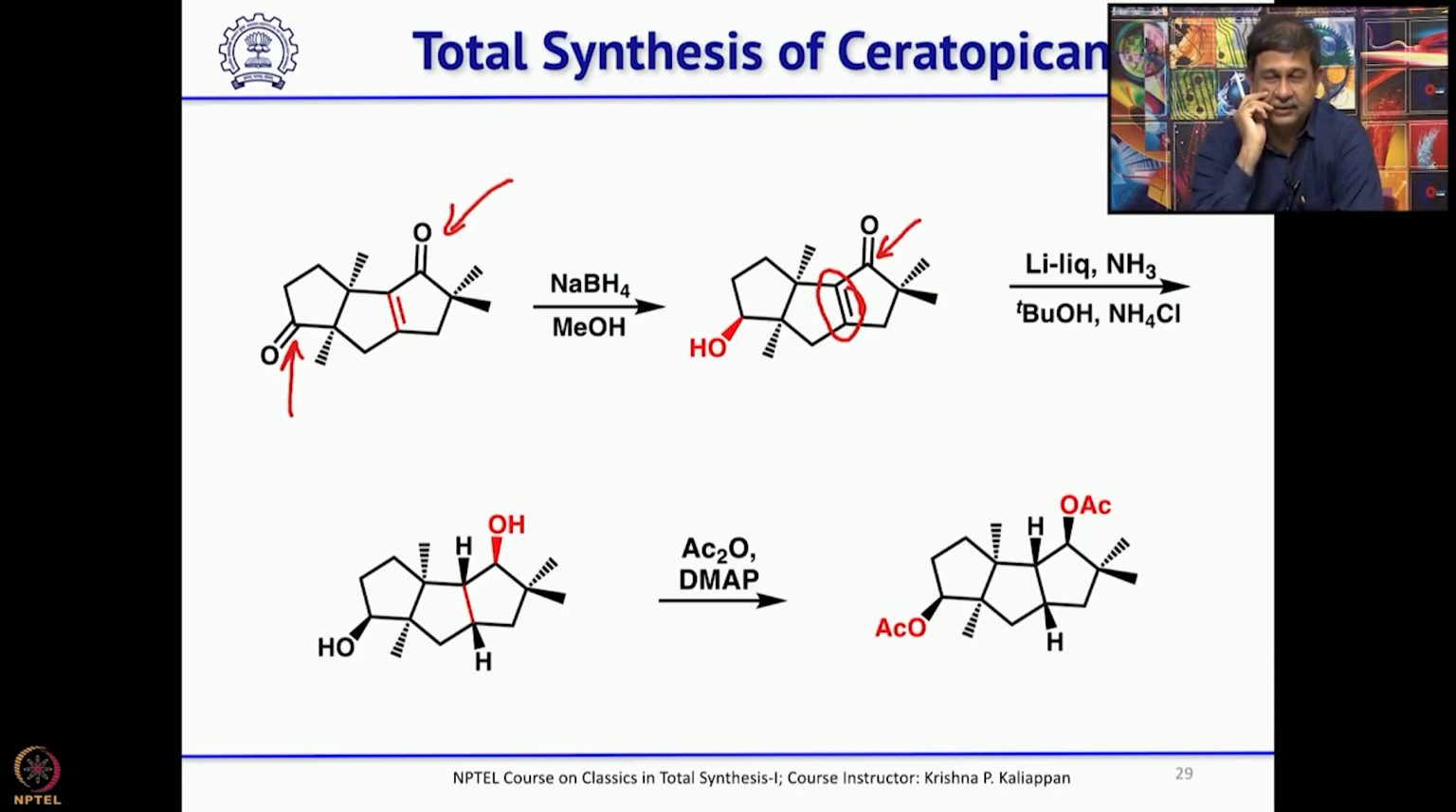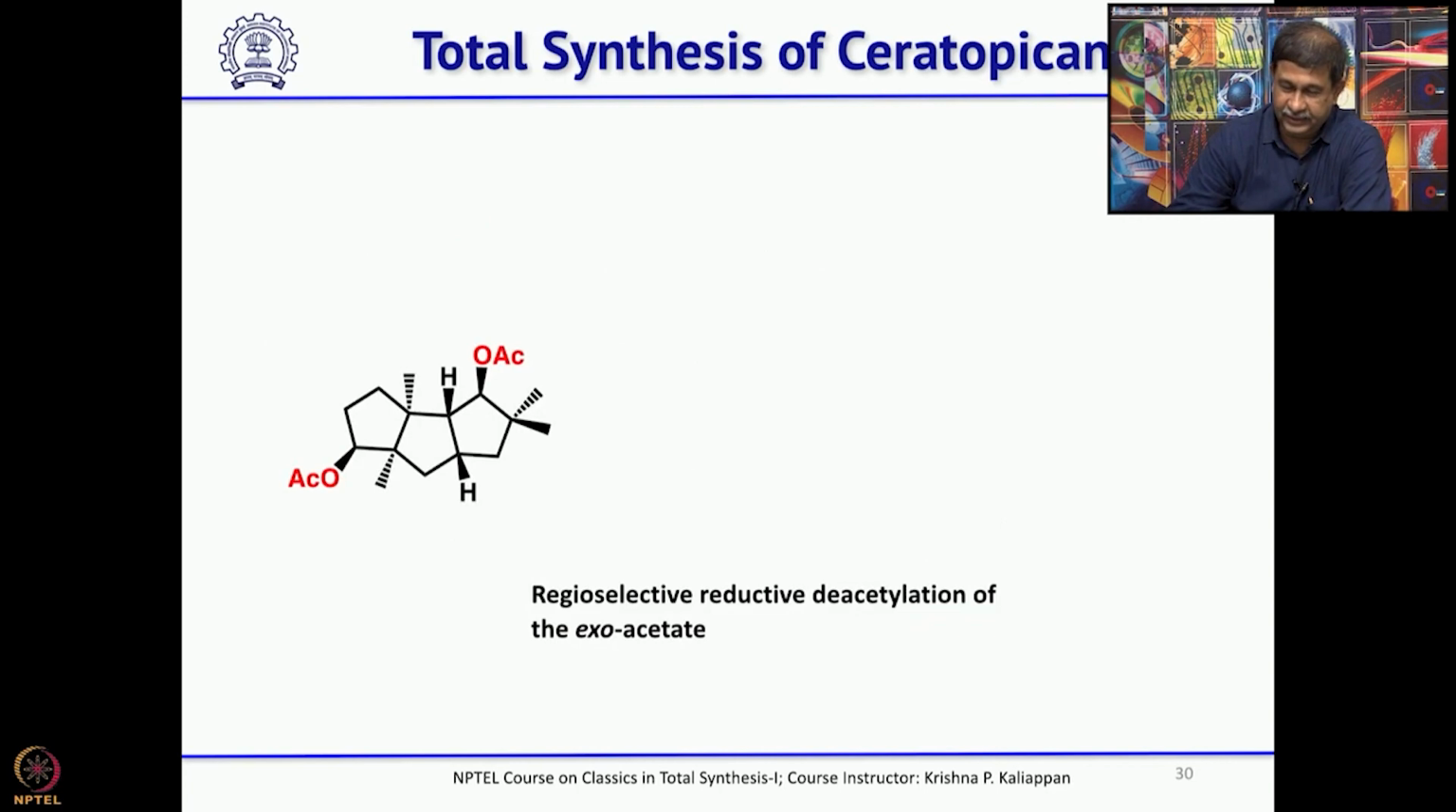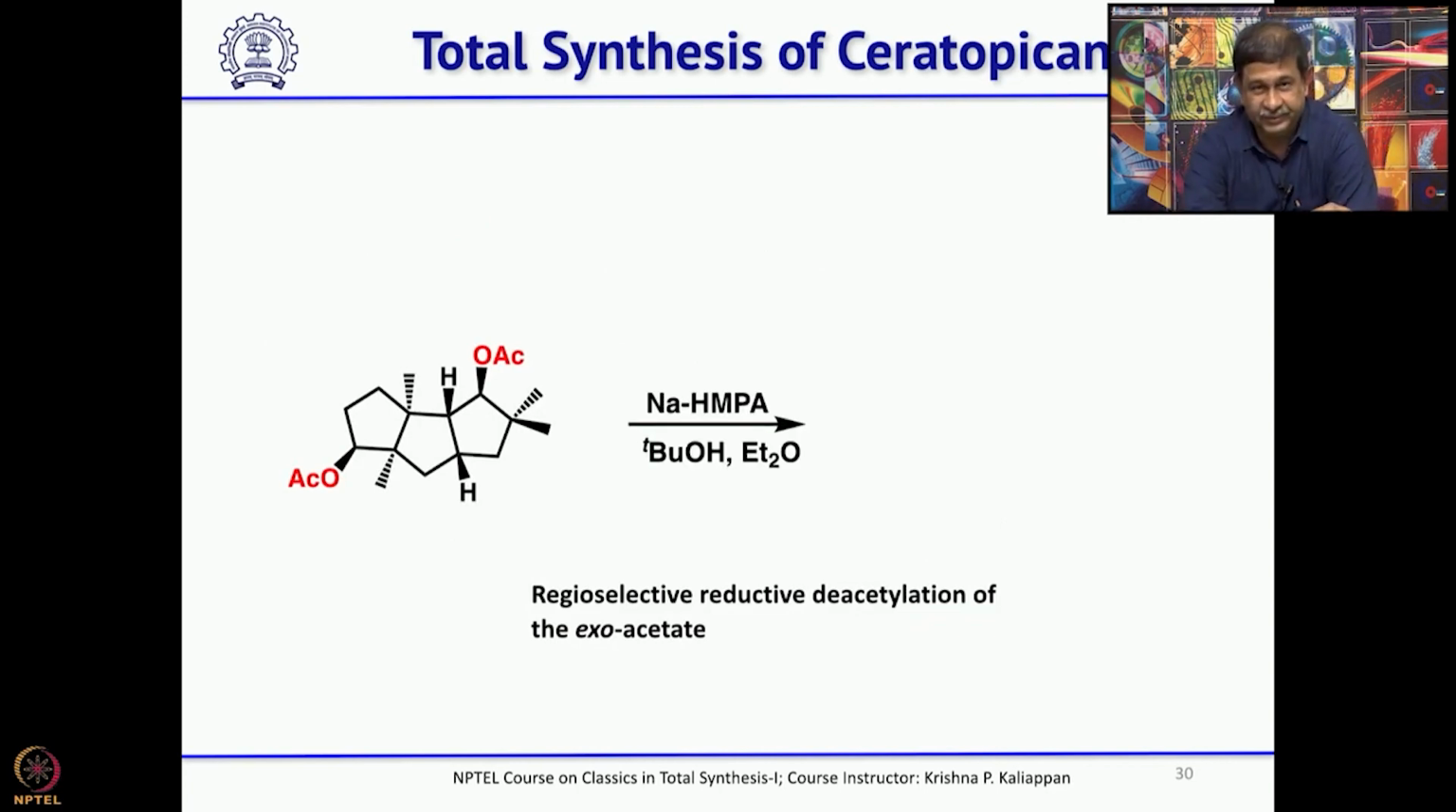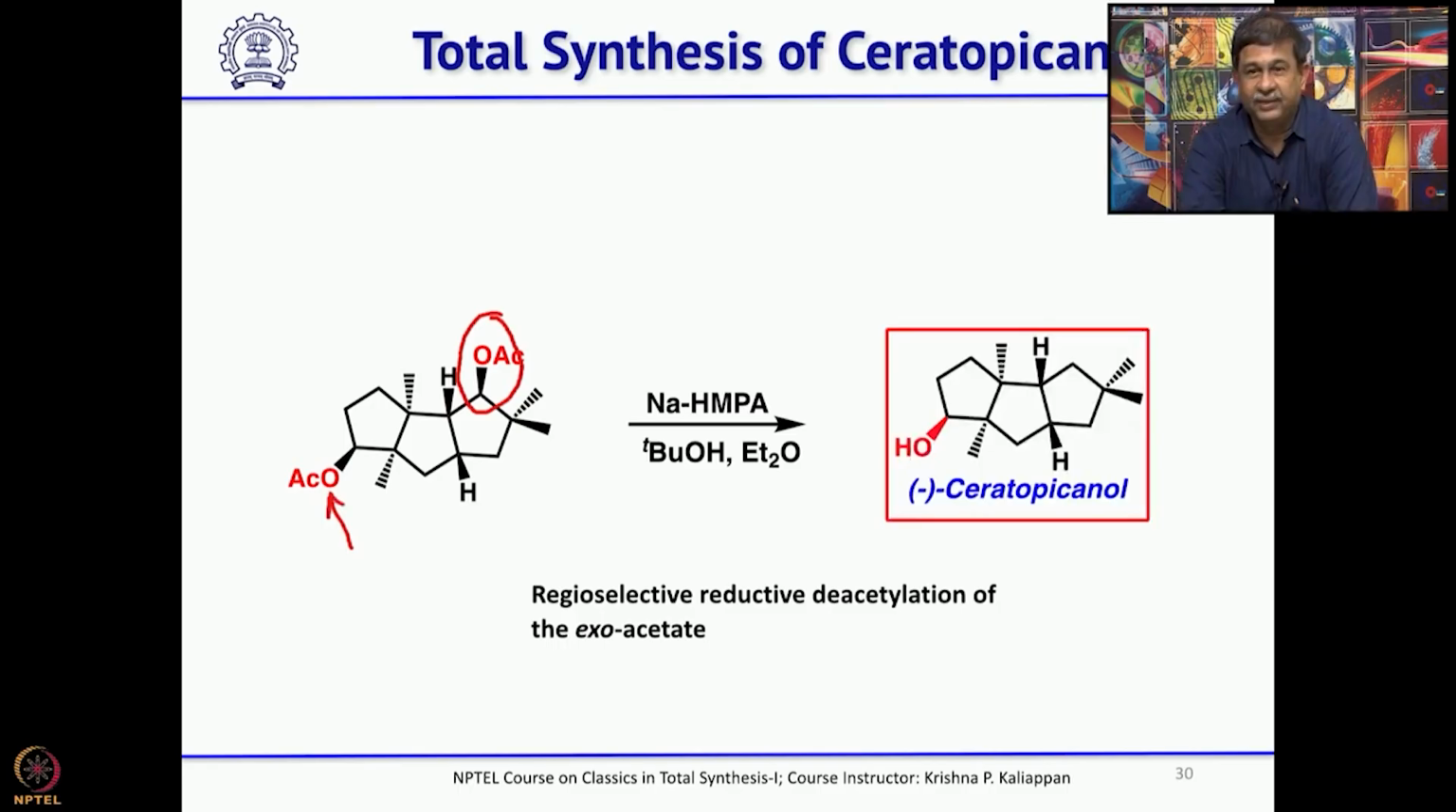Then he uses the last key reaction where in one step he removes this acetate completely, but hydrolyzes only the other acetate to get the alcohol. How did he do it? He did it with sodium in HMPA. So, this is a highly regioselective reductive deacetylation. The reductive deacetylation takes place here, but at the same time this hydrolyzes only the acetate to give the natural product, that is ceratopicanol.